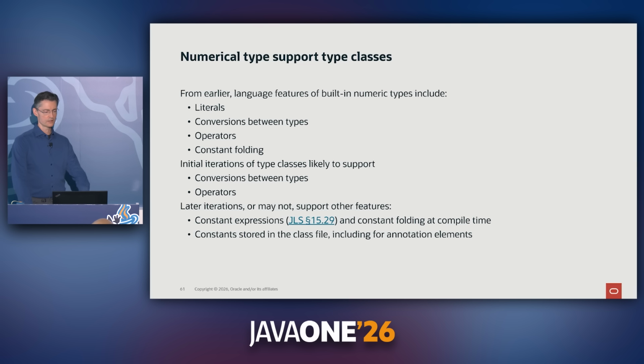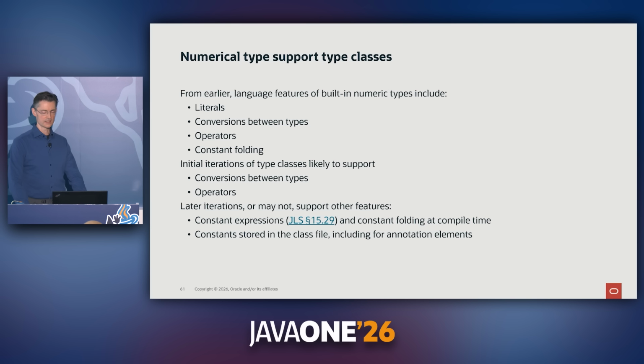So we've talked earlier about what numerical type support might look like. So again, a couple broad areas: literals, conversions between types, operators, and constant folding. So for type classes, we're initially looking at only supporting conversions between types and operators. So those other features, literals and constant folding, would be left to future work.